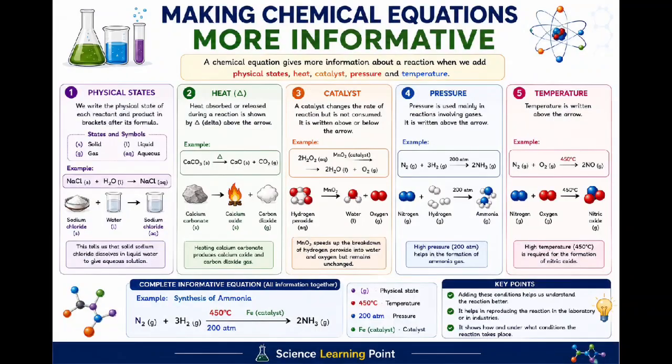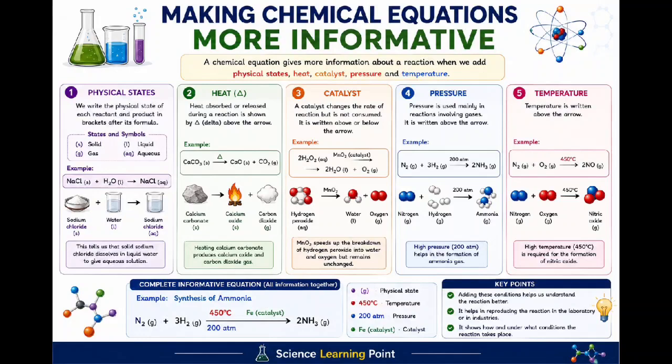We have already learned how to write a balanced chemical equation, but did you know a balanced equation can provide much more information? Scientists add symbols to make a chemical equation more informative. Let's learn them one by one. Physical state. Every substance has a physical state. We represent them using symbols. S means solid, L means liquid, G means gas, and AQ means aqueous solution. Aqueous solution means the substance is dissolved in water.